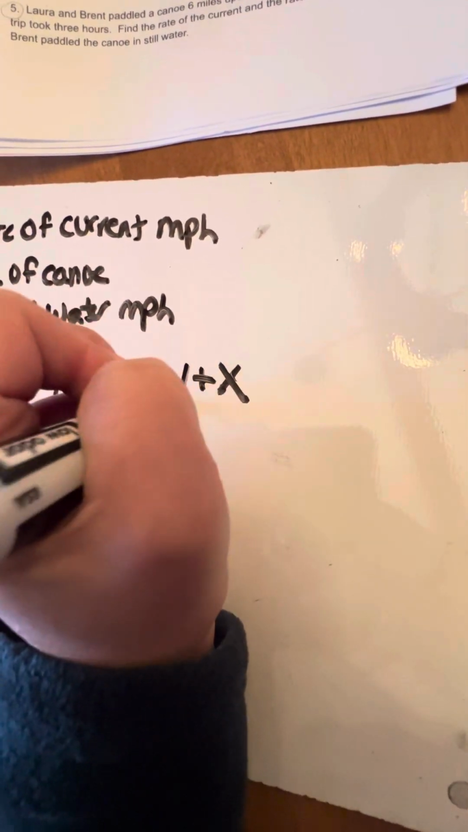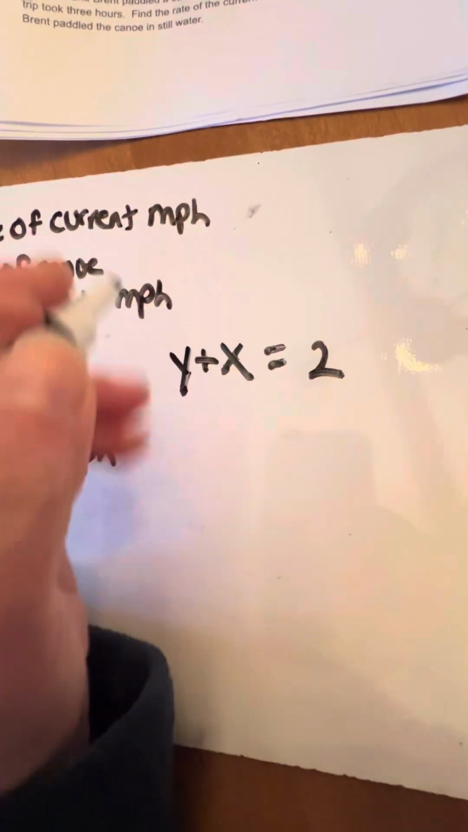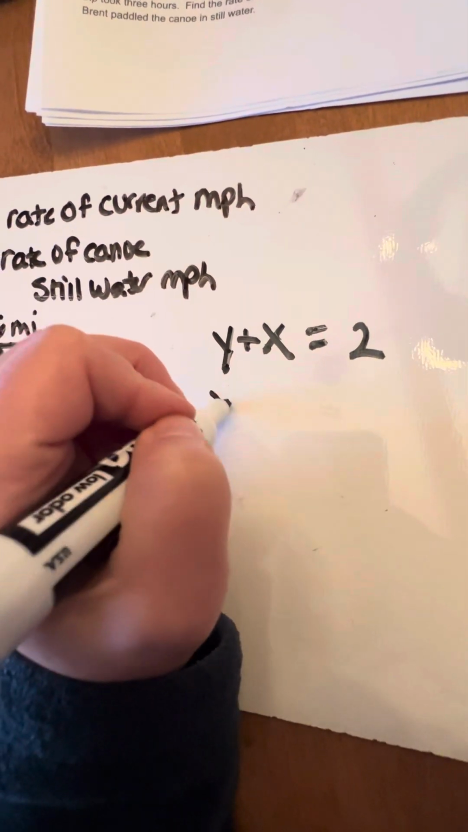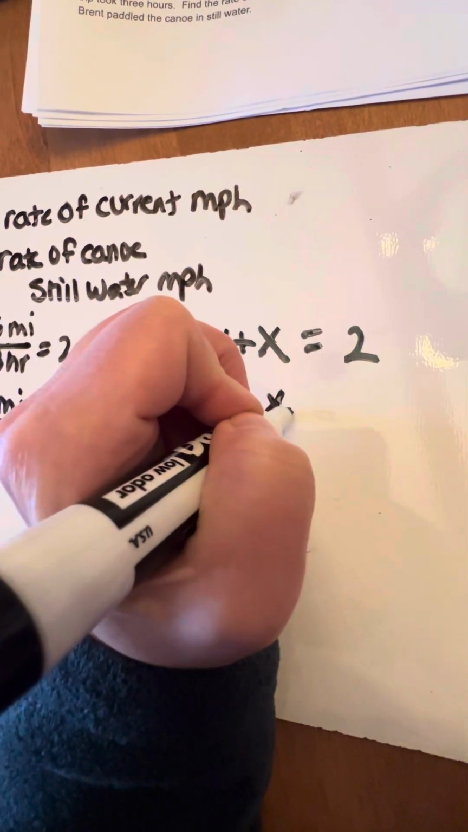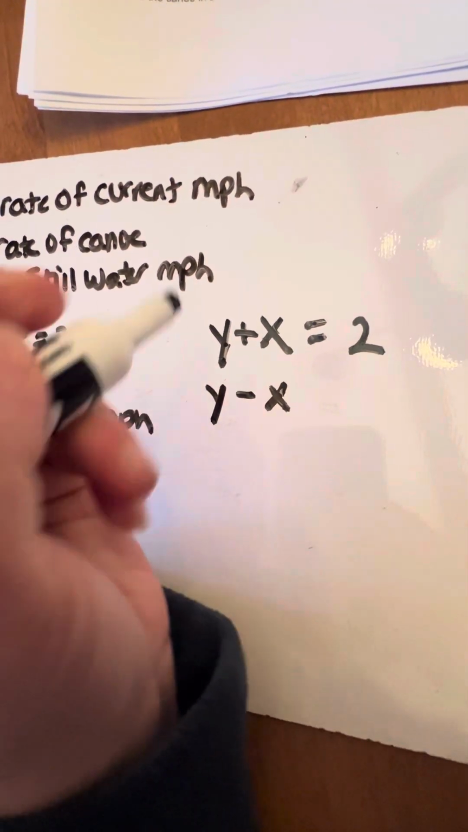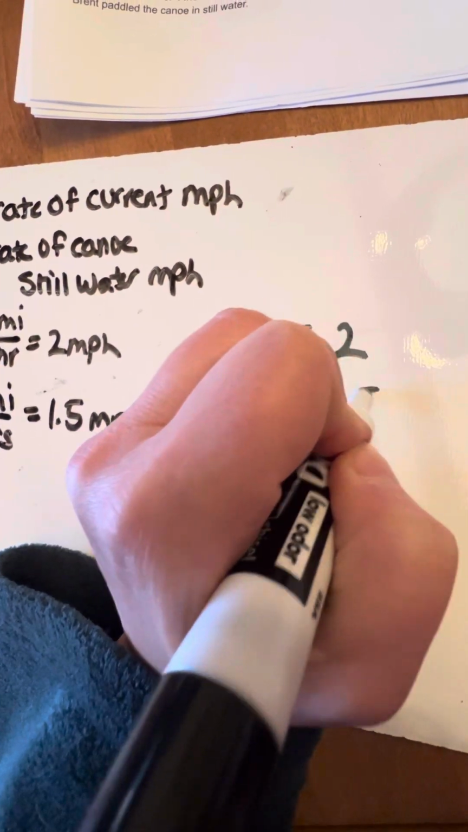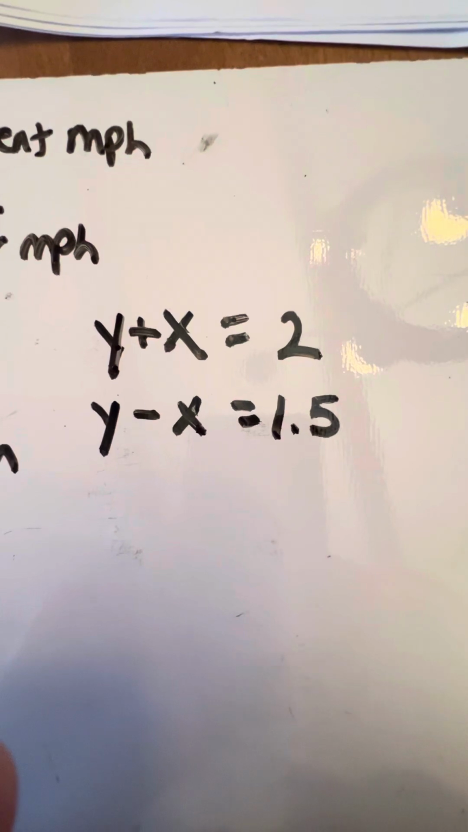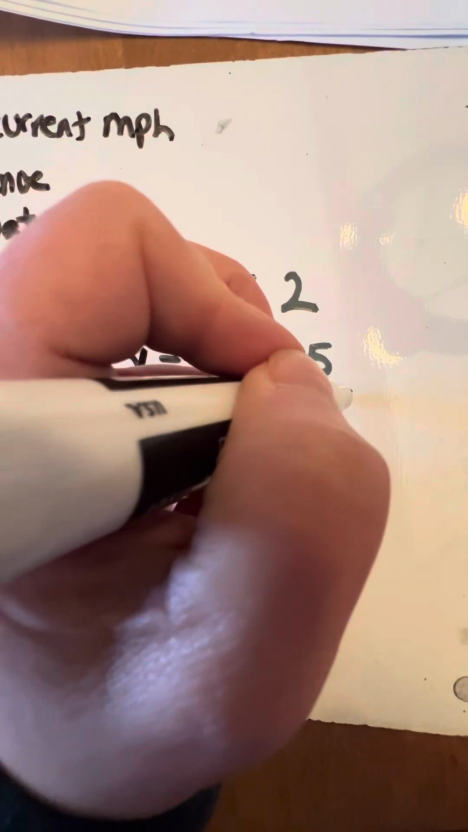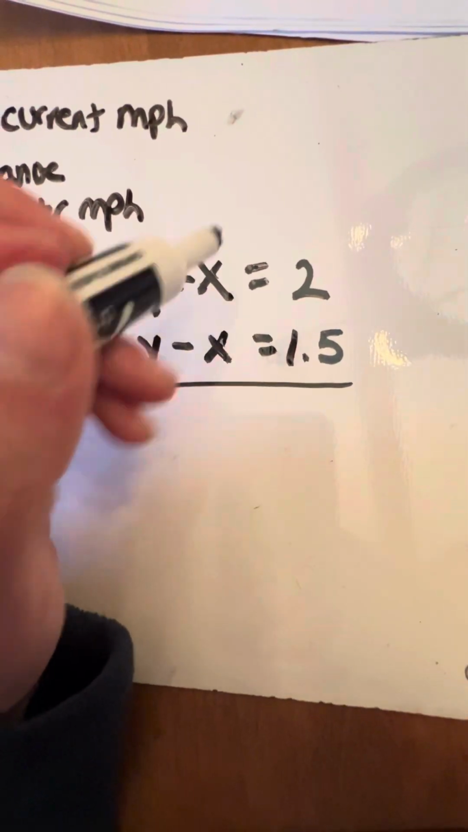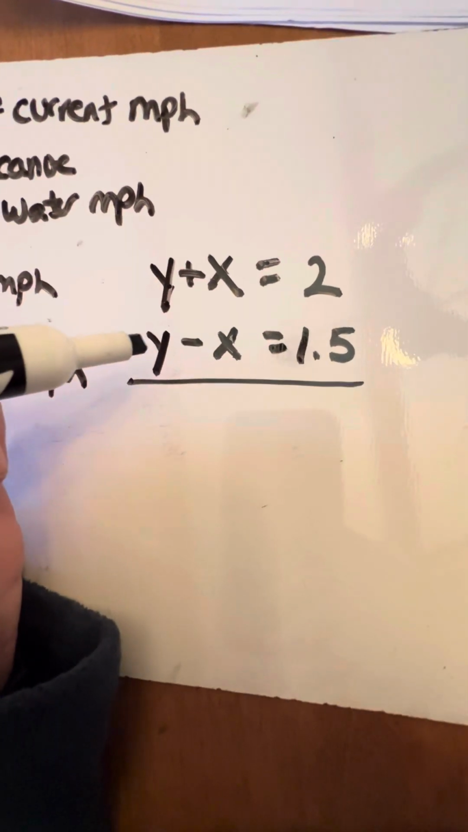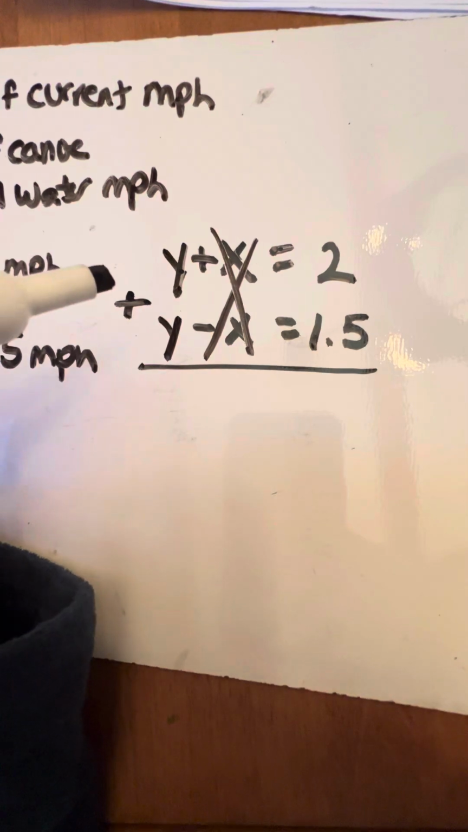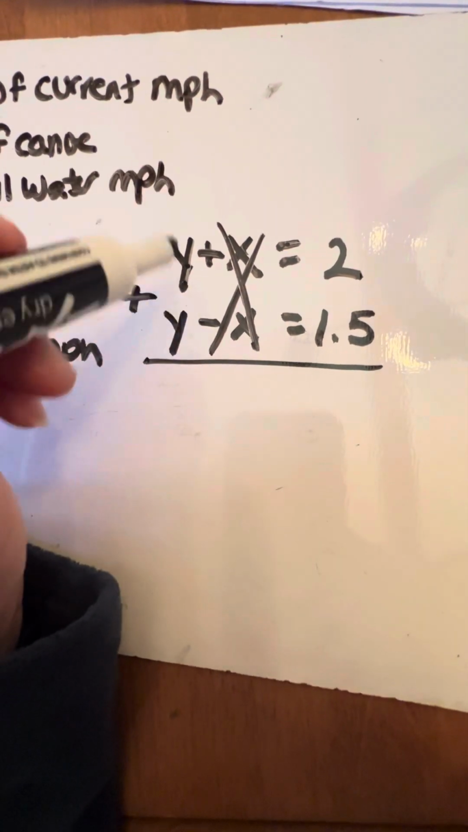I'm just going to actually do it this way. And we have our opposing, so the rate of the canoe minus the rate of the water going against it. So that's going to be a rate of 1.5 miles per hour. Now when I go ahead and do that, I see that I do have opposing x's. So when I add those together, I can eliminate the x's in this one. So I don't have to do any substitution in this one. I can just do elimination.